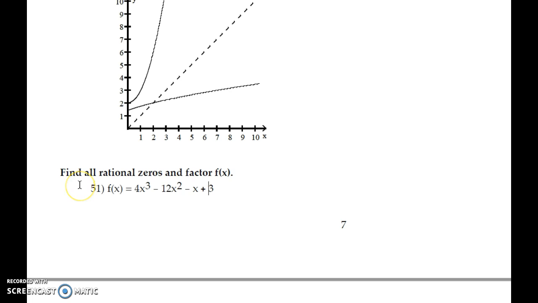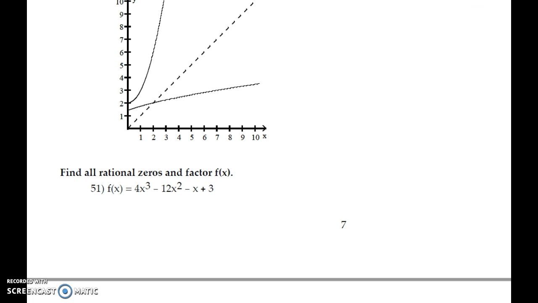So on 51, we're finding all rational zeros, and we're also factoring the function. And these two things go hand in hand. If we know a zero, then we know what the factor is. For example, if a zero was 7, the graph crossed the x-axis at 7, one of the factors would be x minus 7. So where you want to probably start is the rational zeros theorem on page 328.